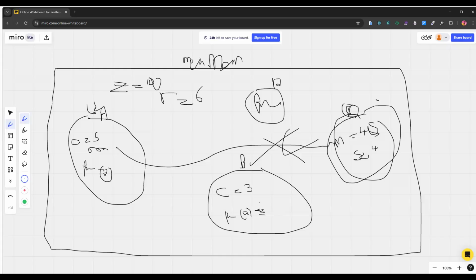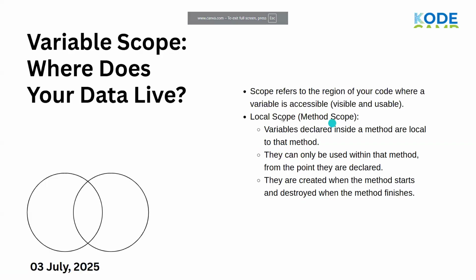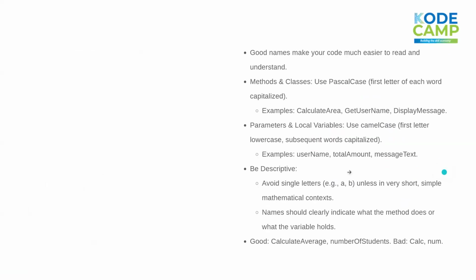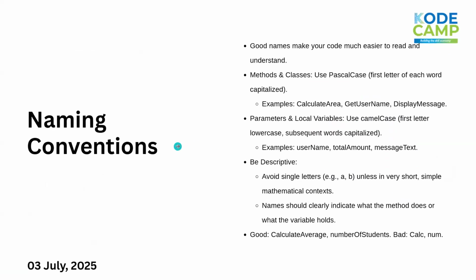So that is that with local scope and global scope. All variables declared inside a method are local to that method. They can only be used within the method from the point they are declared. They are created when the method starts and destroyed when the method finishes. Okay. Now, naming conventions.